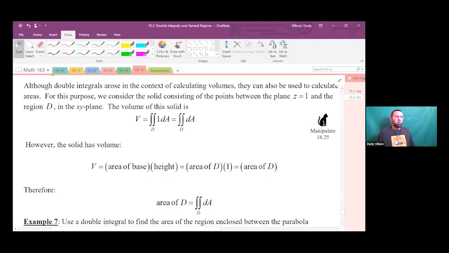Although double integrals arose in the context of calculating volumes, they can also be used to calculate areas. For this purpose, we consider the solid consisting of the points between the plane z equals 1 and the region D in the xy plane. The volume of this solid is V equal to the double integral of 1 dA, or just the double integral across D of dA. However, the solid has volume the area of the base times the height, where the area of the base is the area of D, the height is 1, so we just get the area of D.